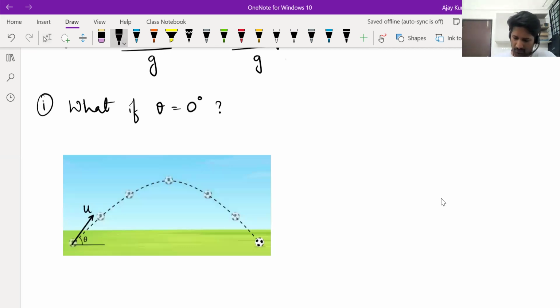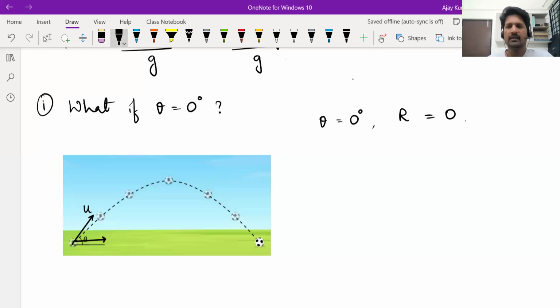If the angle is 0, means it's projected horizontally, what happens is the object touches the ground at the immediate next point. It kind of moves on the ground only, right? So it touches the ground at the immediate next point. That is why the range becomes 0. Range is the distance from the point of projection to the point where it hits the ground. So for theta equal to 0 degrees, the range is going to be 0.